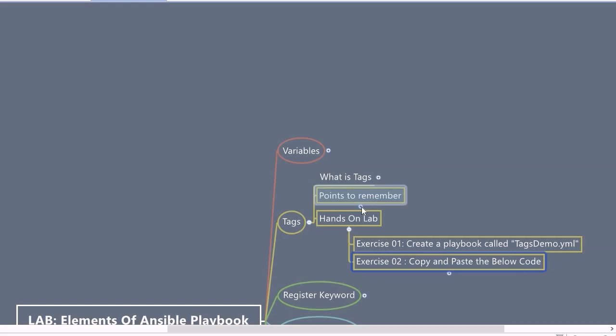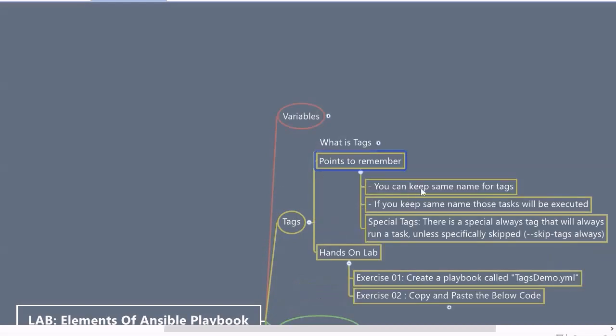Some points to remember when you are using it: you can keep the same name for the tag, and that will group the tasks. For example, if task 1 belongs to a particular group, and task 2 also belongs to that group for certain activities, you can tag them as group 1, so only those tasks will be executed. If you keep the same name, those tasks will be executed.